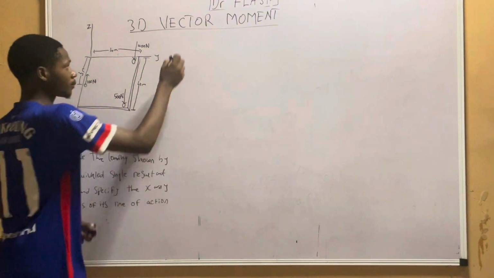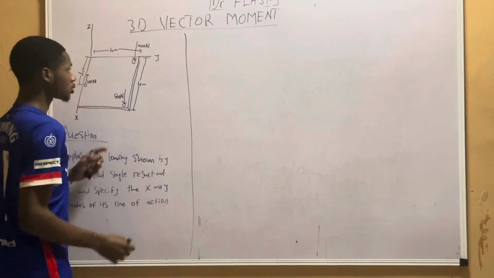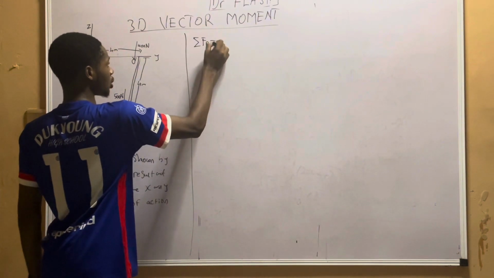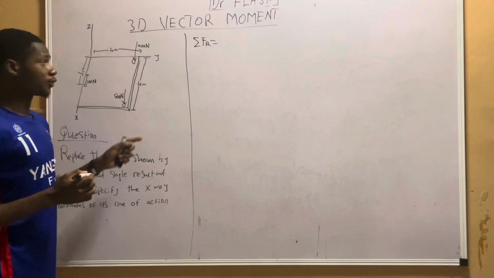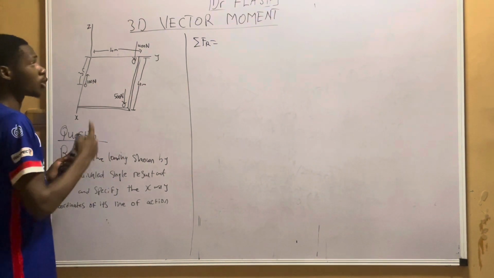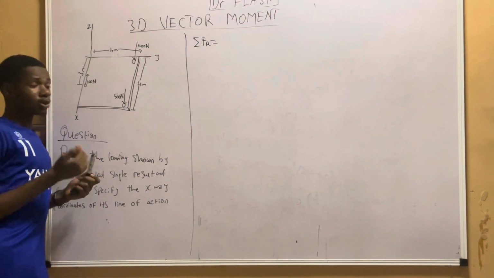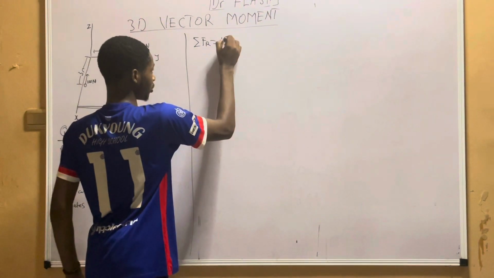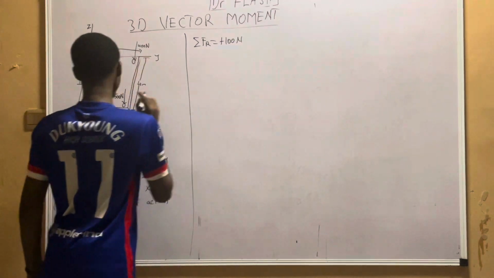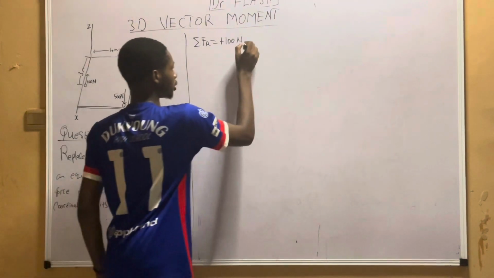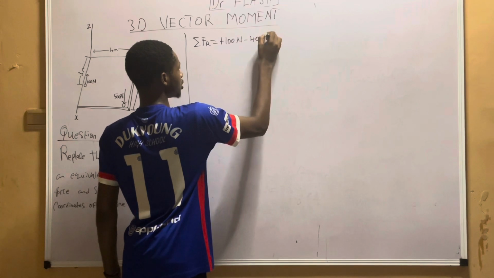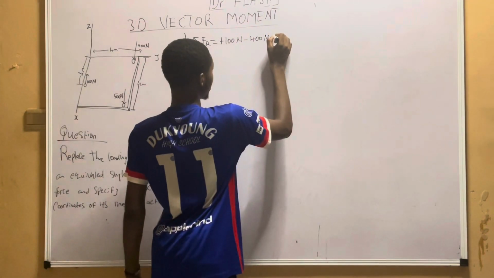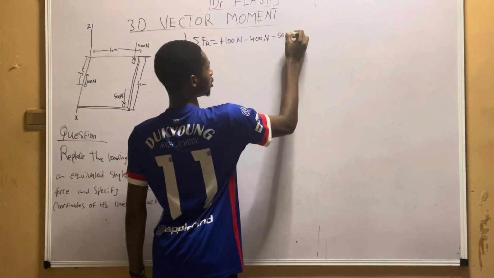So let's go. To find that single force, I'm going to write sigma F of R, which I will call the resultant. I'm going to take the summation of the forces. Any force going upward, I'm going to use as positive. The one going downward, I'll take it as negative. So in this case, 100 is going upward, so I have plus 100 newtons. You have 400 going downward, so you have minus 400 newtons. And then we have 500 going downward, so we have minus 500 newtons.